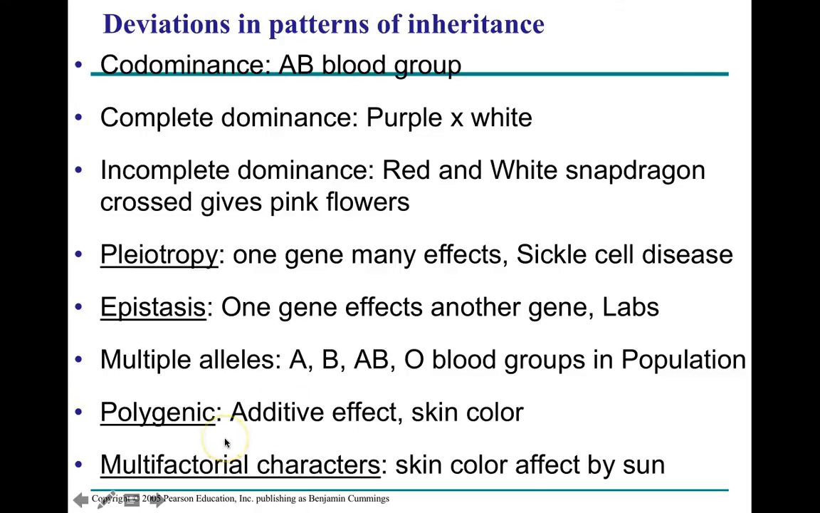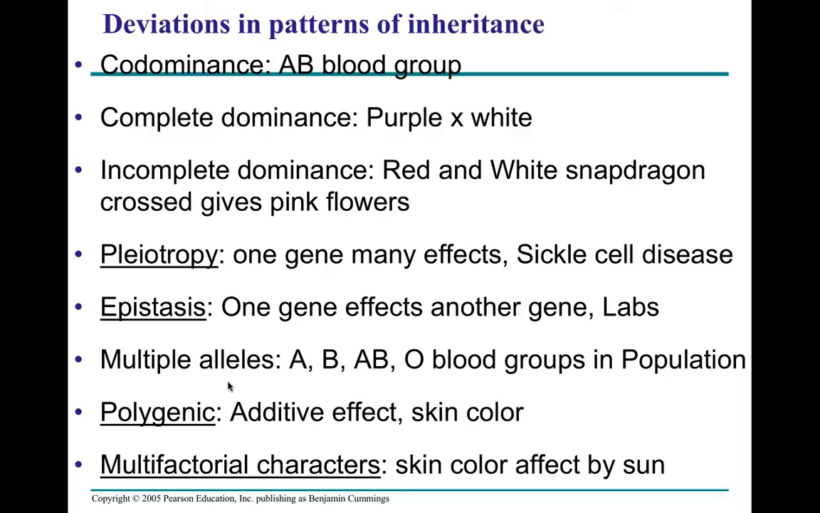Coming to polygenic inheritance. What is polygenic inheritance? When a person has many alleles, then it is called polygenic inheritance. Remember, multiple and polygenic both mean many, but multiple alleles means in a population there are many alleles, but in a person there are only two. Whereas in polygenic inheritance, a person has more than two alleles for that character.